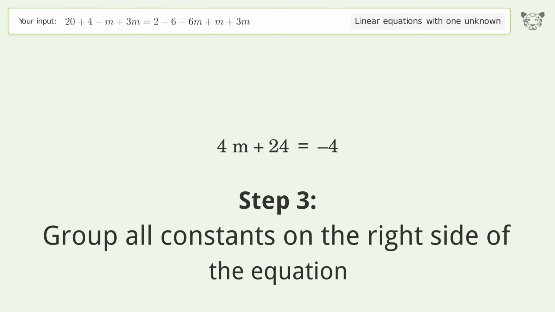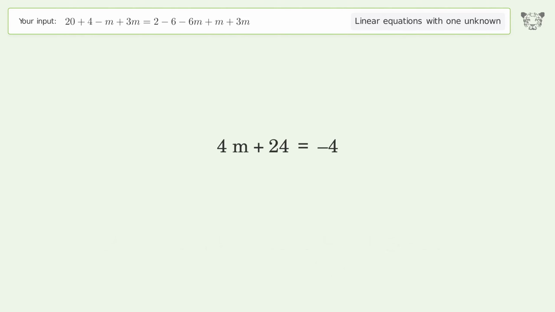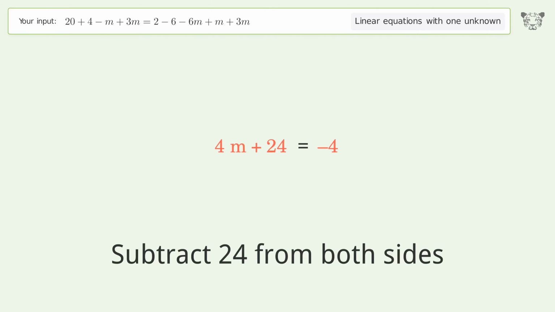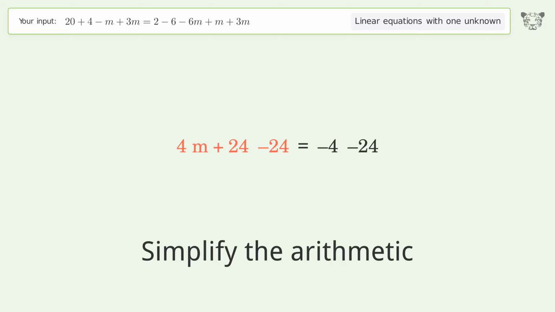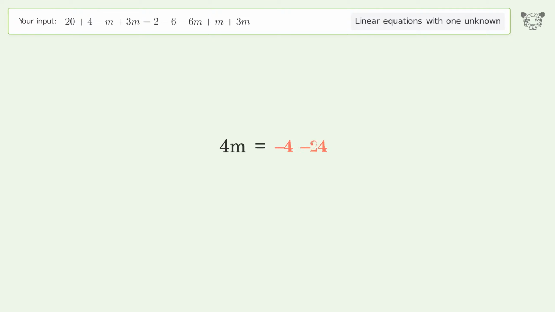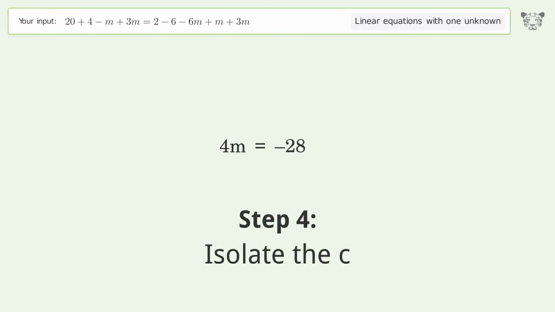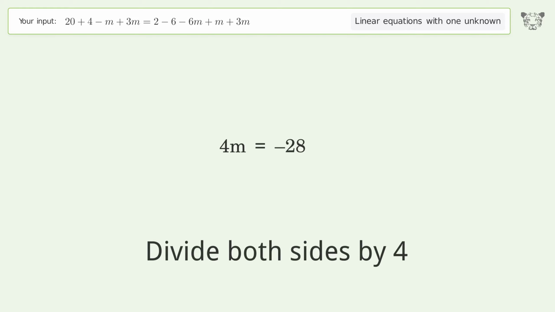Group all constants on the right side of the equation. Subtract 24 from both sides. Simplify the arithmetic. Isolate the C. Divide both sides by 4.